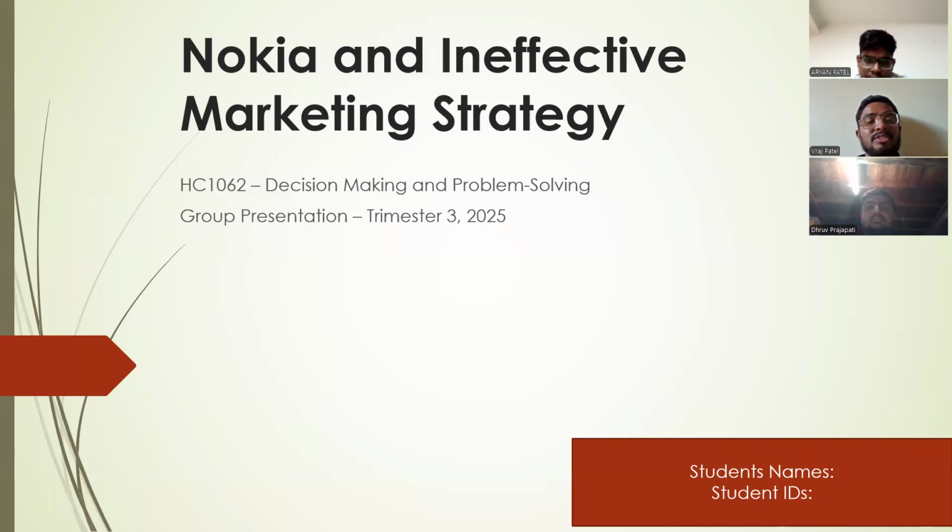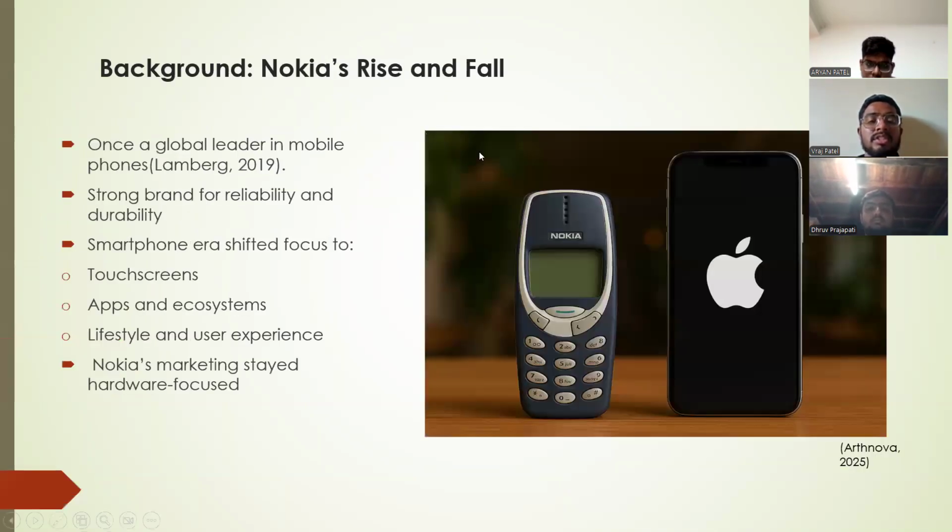Hi everyone, this is Vraj. Today our presentation focuses on Nokia's ineffective marketing strategy in the smartphone era. We will look at how Nokia lost its competitive position, how decision-making theories explain this, and what our research suggested Nokia should do differently. We will also briefly reflect on what we learned as a team.